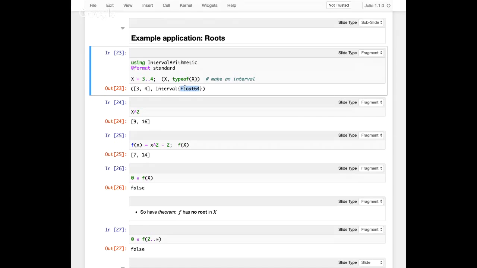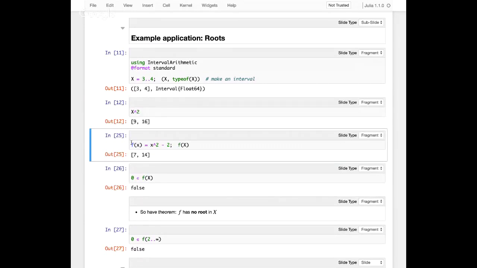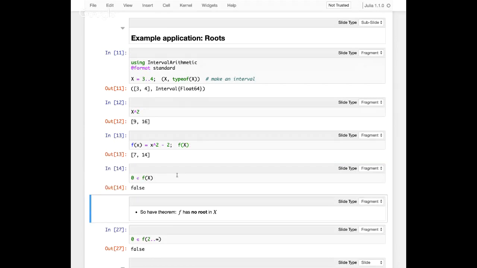So if I square this, I get this new interval. If I just write a generic Julia function and put an interval inside, I get this interval extension, this interval version of the function that guarantees to contain the range of the function over that set. And then I can ask, using this nice Unicode inclusion symbol, is zero inside my image interval? And the answer is no. So I know that I do not have a root inside that interval. In fact, that's a theorem that I just proved using floating point arithmetic, a theorem as long as you believe that my code is correct.